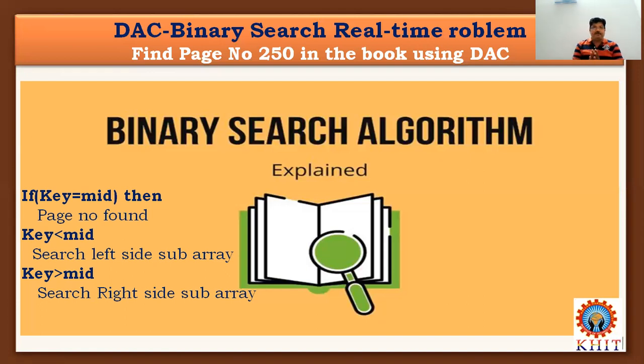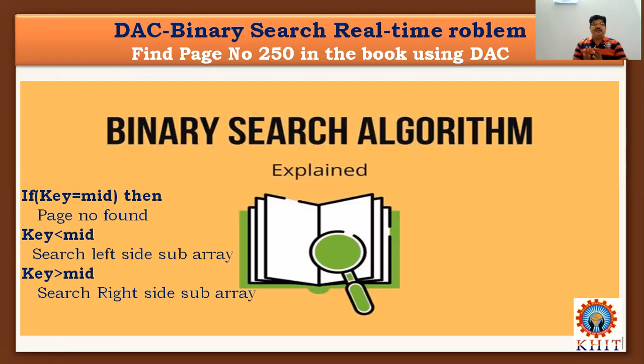But to overcome this type of big problem, what to do? Assume that this is the problem. Which type of problem is it? It is a big problem. You are assuming that searching for page number 250 in a textbook of size 500 pages is a complex task. You can feel that it is a big problem. That problem is to be solved by using the divide and conquer strategy.